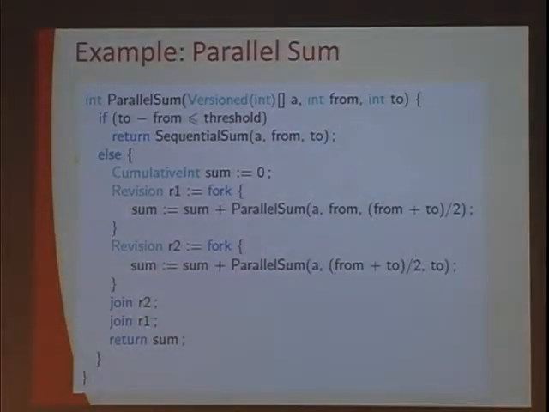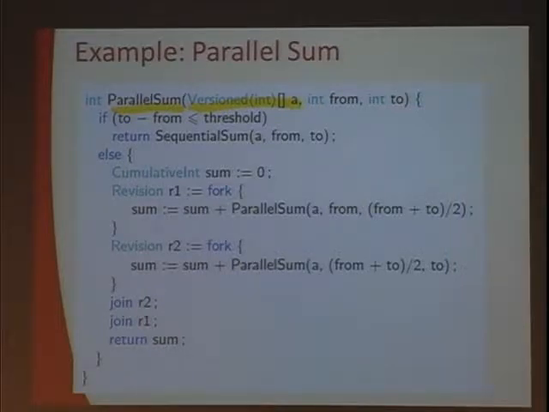So let's just take a look at what a program written with concurrent revisions and record and repeat looks like. This is sort of a toy example, but it's meant to fit on one slide and give you an idea. We're doing a parallel summation of the set of integers in an array. The way we've declared the parallel sum method is with a special type: not just an array of integers, but an array of versioned ints.